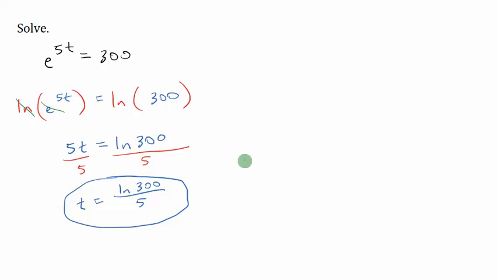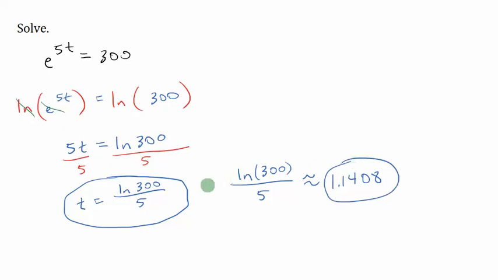If you want to calculate it in a calculator, any scientific calculator should have a natural log button. So you probably would need parentheses around the 300 and divide that whole thing by 5 to get approximately 1.1408. Okay? So x is approximately 1.1408, or exactly natural log of 300 divided by 5. Sorry, my variable is not x, it's t. There we go.